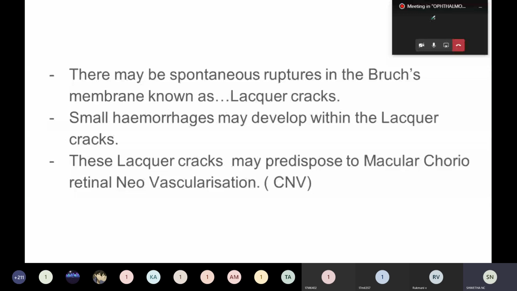Later there may be formation of a chorioretinal neovascular membrane also. In the later stages, there may be a membrane formation, which again may lead to retinal detachment in some conditions.